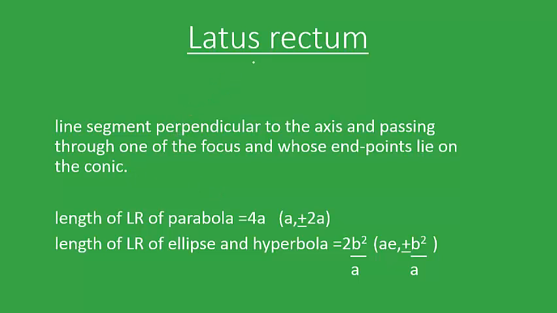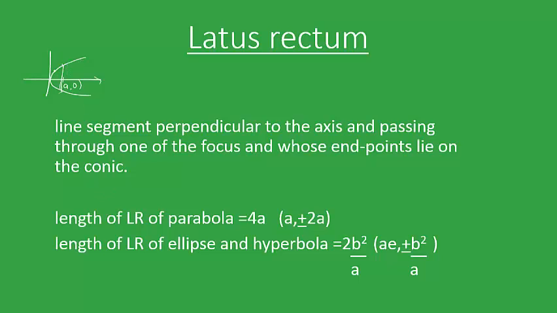So let's first of all see the case of a parabola. If this is a general parabola whose center is at 0, 0 and focus is at a, 0, then this particular line, following the definition, is perpendicular to the axis, that is the x-axis, the axis of the parabola, and passes through the focus, that is this point a, 0, and its endpoints lie on the conic. So this is the latus rectum of the parabola.